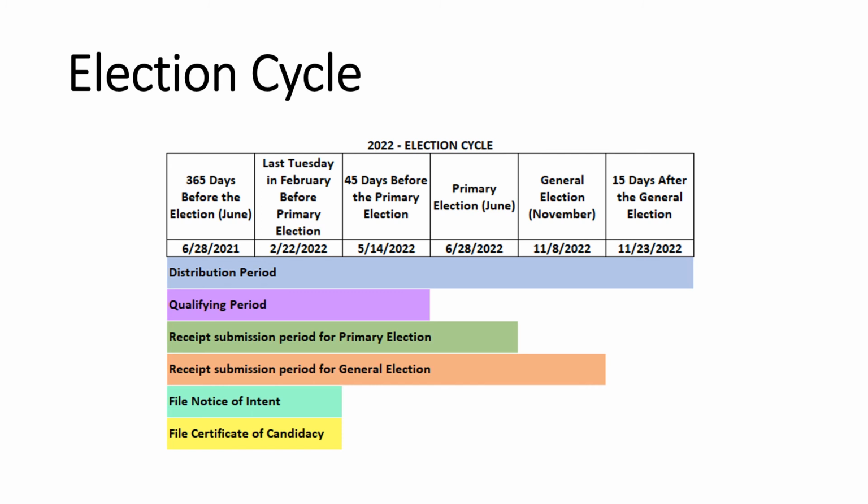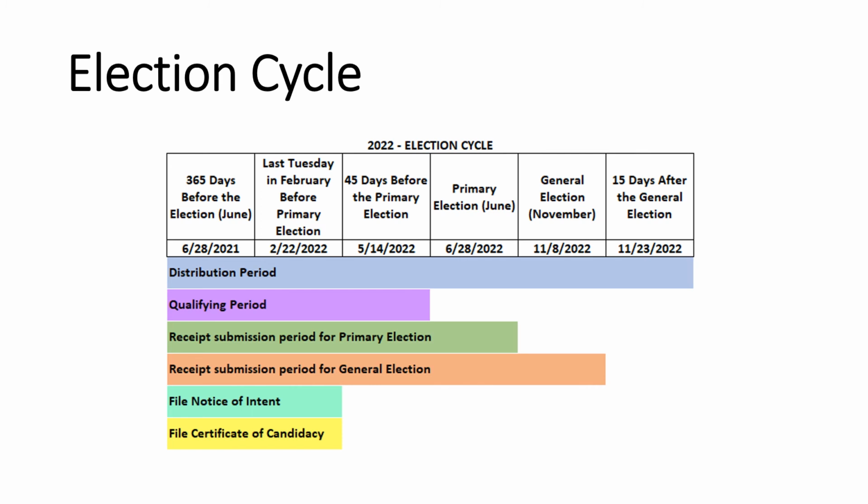Receipt submission period, June 28th and November 8th. This is the period during which a qualified candidate may submit receipts to the Board of Elections to receive public contributions from the fund. Submissions are due no later than 11:59 p.m. on primary election or general election day.